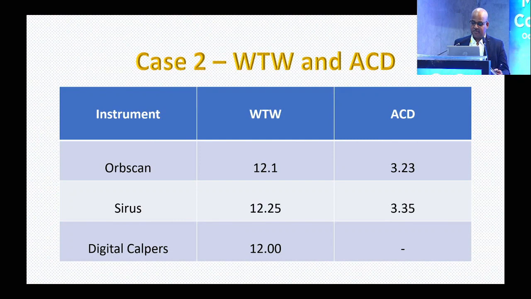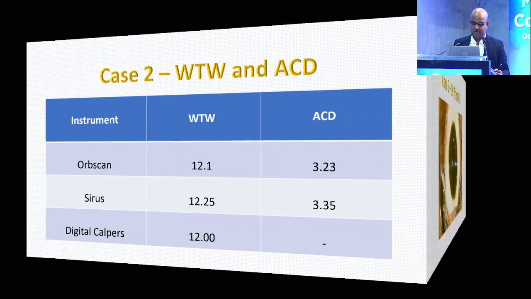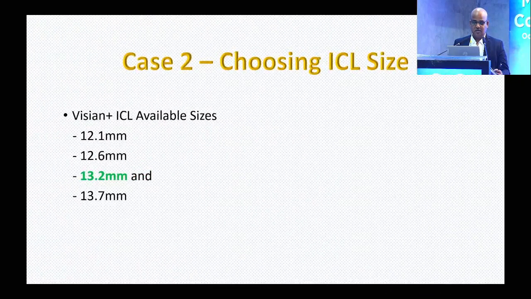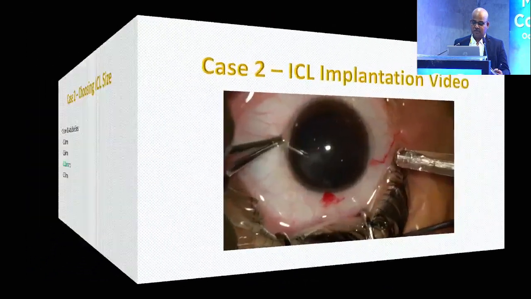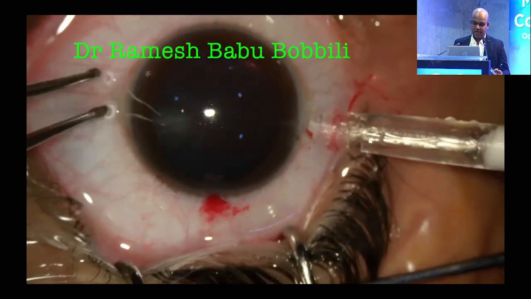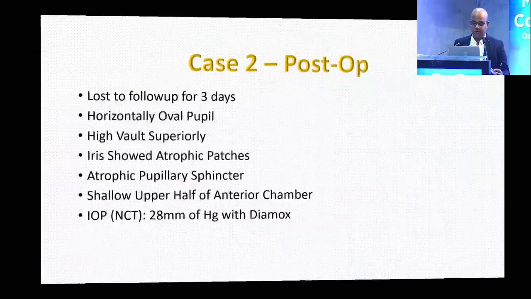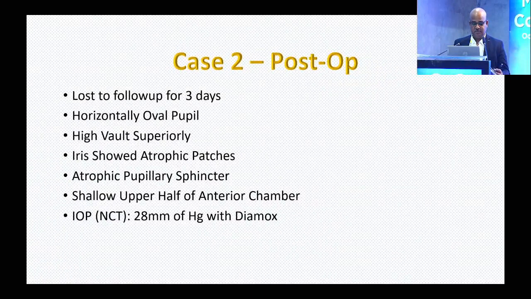These are the white to white measurements and anterior chamber depth measurements. In the left eye we have done trans PRK. Depending on the readings, we decided to go ahead with a 13.2 mm lens. I need not show this implantation video. Post-op vision was good. The problem was that the pressure was increased, even with Diamox, to 20 mm of Hg.